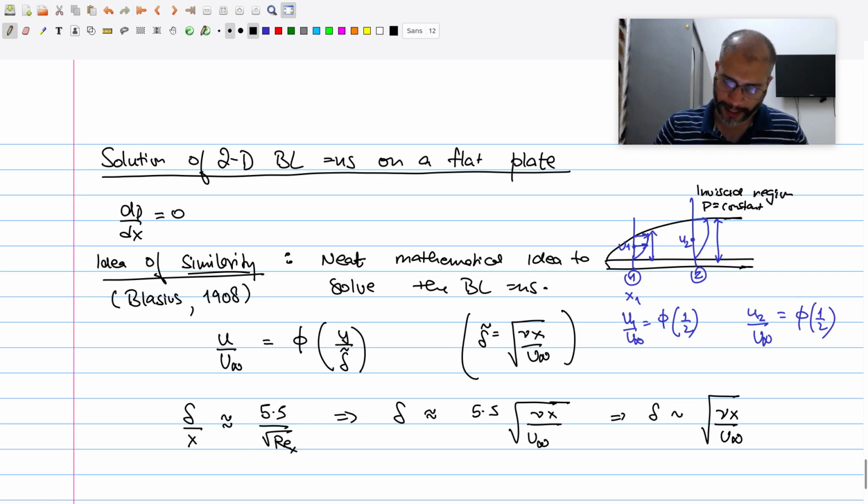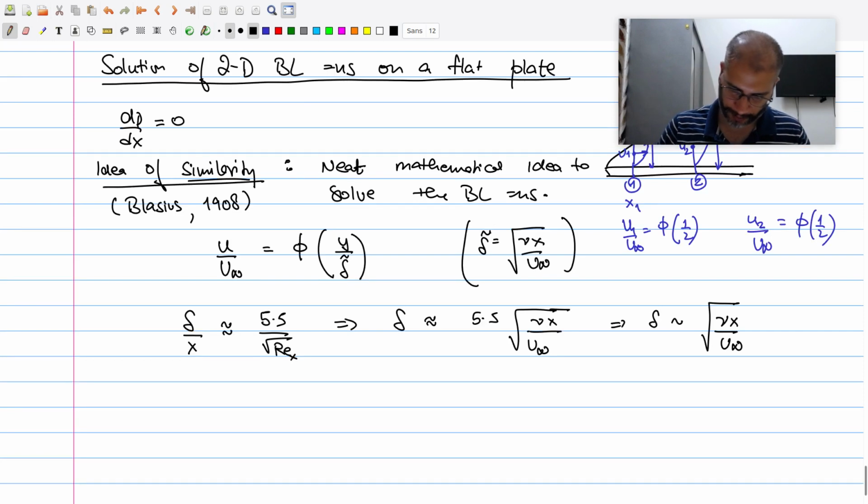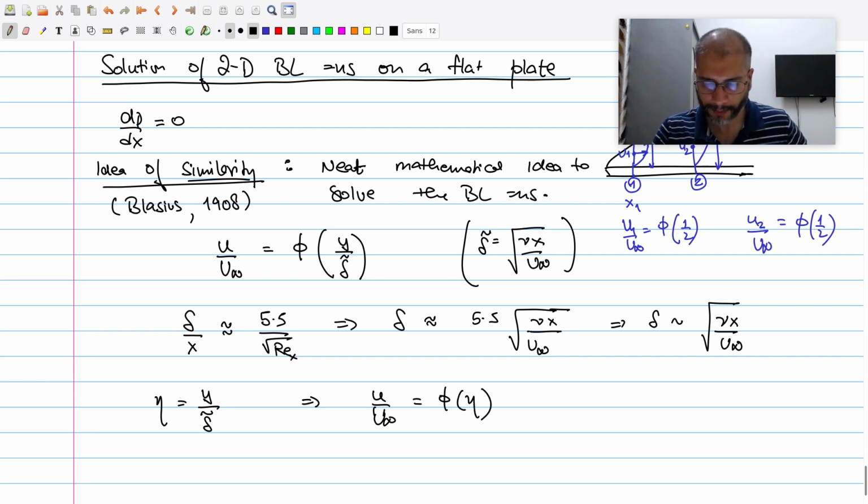Right. So this y upon delta tilde will be written as eta. So I will make the substitution. This will help me write u upon u infinity as simply a function of eta. Instead of writing y by delta tilde again and again, it's much easier to use the variable eta. So given that now we understand the idea of similarity, let's start using it.